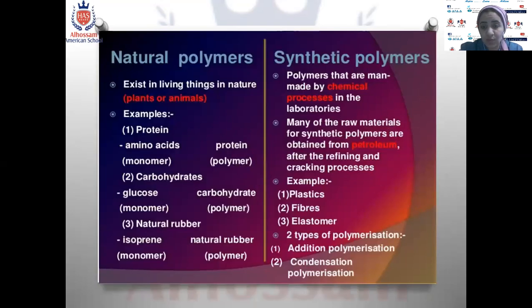Elastomers. There are two types of polymerization, addition polymerization and condensation polymerization. We will not talk about these reactions, and you will not take the preparation of polymers. I just want you to understand the meaning of polymers and that the structure of polymers is a repeated unit of monomers.